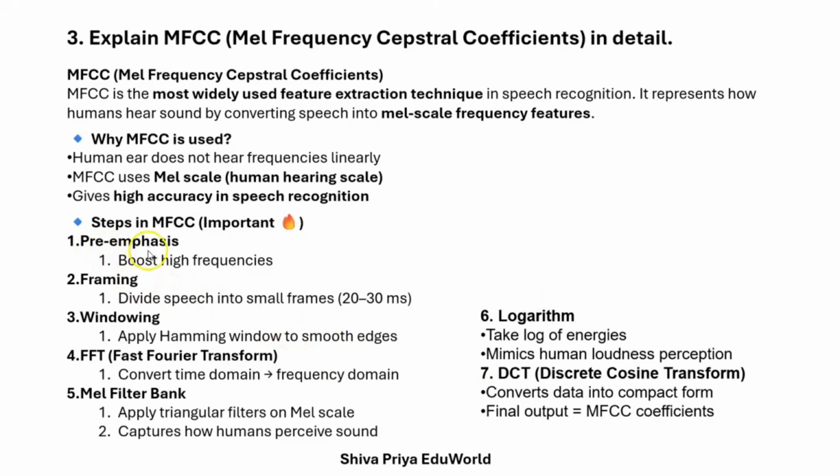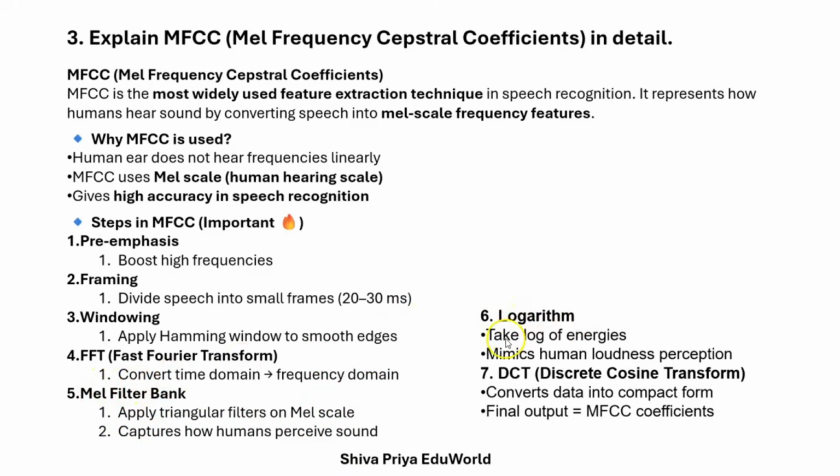The first one is pre-emphasis. It boosts the high frequencies. The second one is framing, dividing speech into small frames. I have already told you about this. The third one is windowing: apply a Hamming window to smooth edges. The fourth one is FFT, fast Fourier transform. It converts the time domain to the frequency domain. The fifth one is the Mel filter bank. It applies triangular filters on the Mel scale, and it captures how you perceive the sound. This is how the Mel filter bank works.